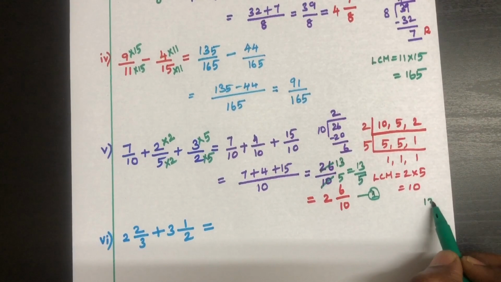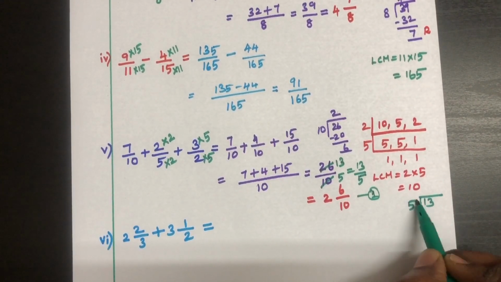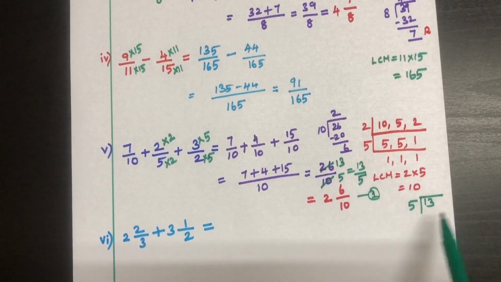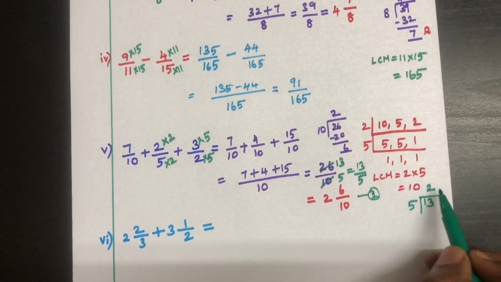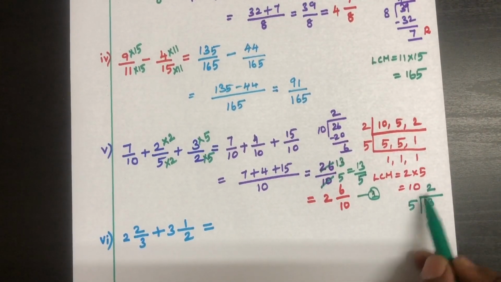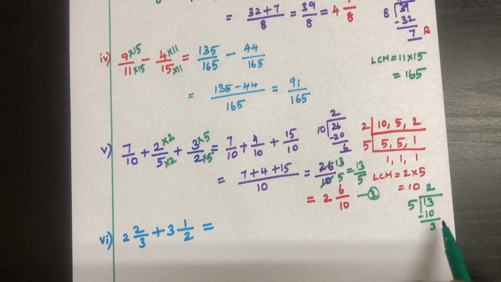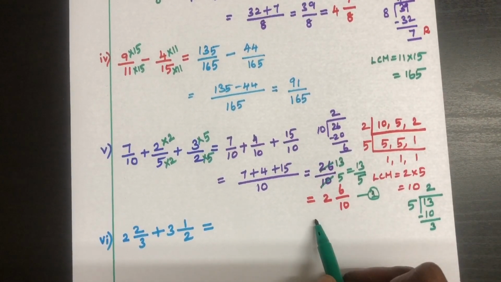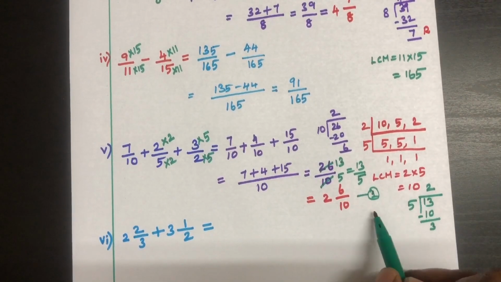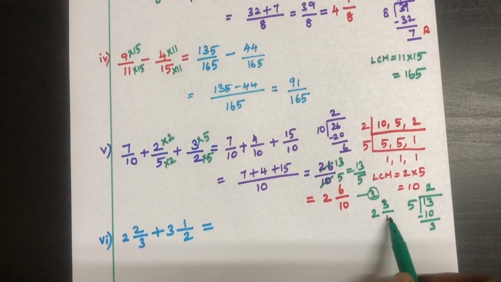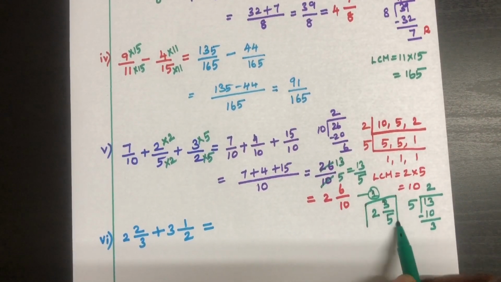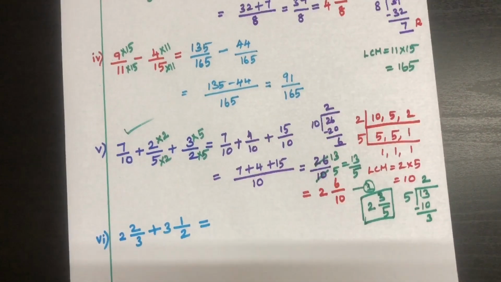This 13 by 5 is also an improper fraction. We can make this a mixed fraction. How many 5s? 2 times. So 5 2s are 10. Remainder is 3. Now the answer is Q is 2, R is 3 by 5. This is the answer for this question.